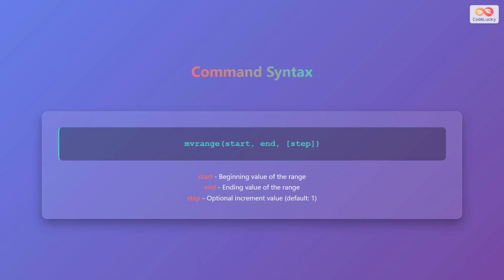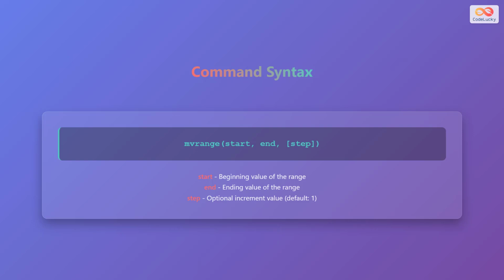The syntax for the mvrange command is straightforward. It takes the format mvrange with 3 parameters inside parentheses. The first parameter is start, which represents the beginning value of your range. The second parameter is end, which defines the ending value of the range. The third parameter is step, which is optional and represents the increment value between numbers.